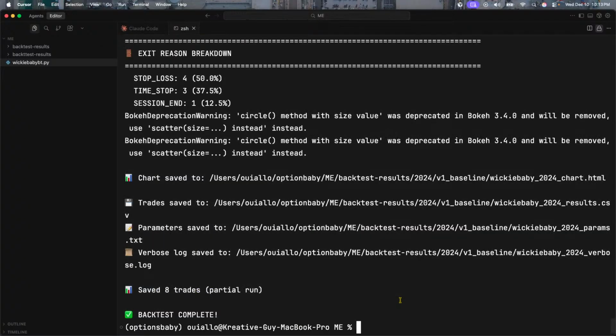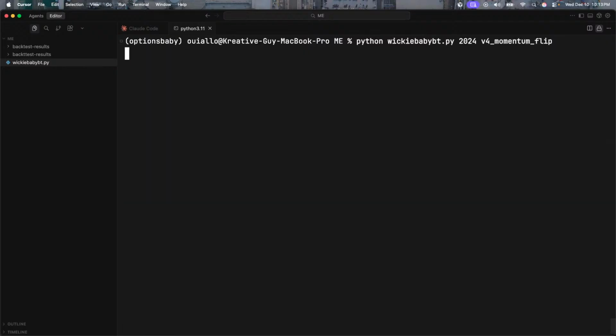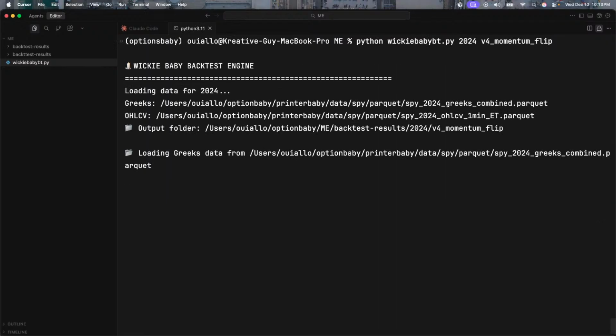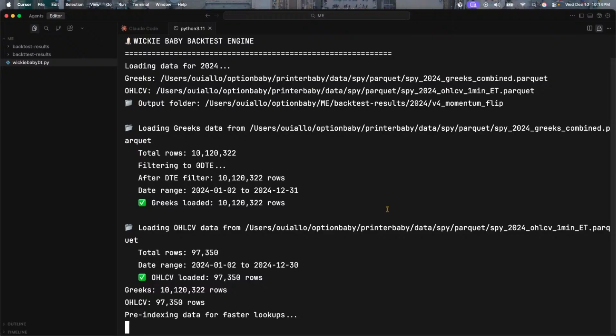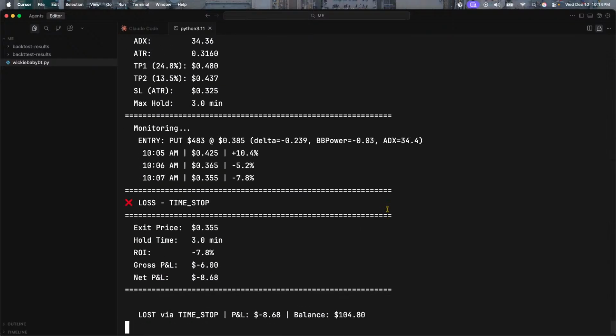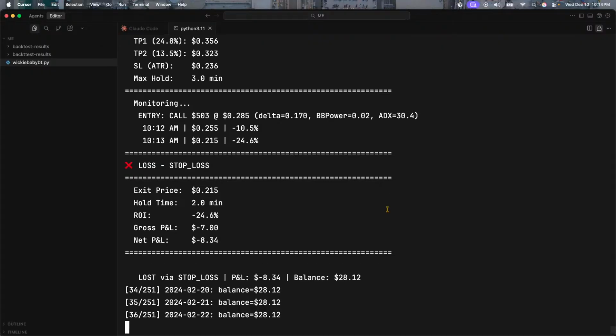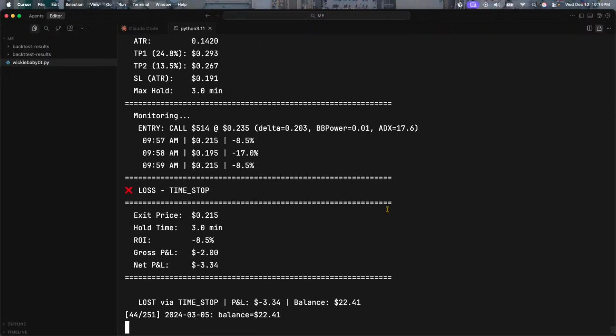So let's see. Let's see how well this will perform. And I'm going to be running it on 2024. This is the bulliest of bull years, right? So if we're able to catch a great momentum play, to have our strategy. Ooh, it's still passing out.